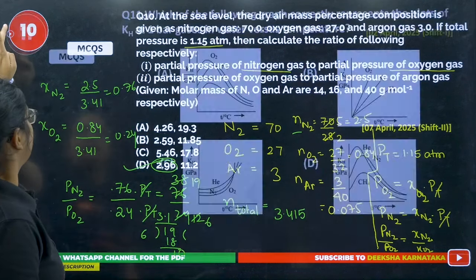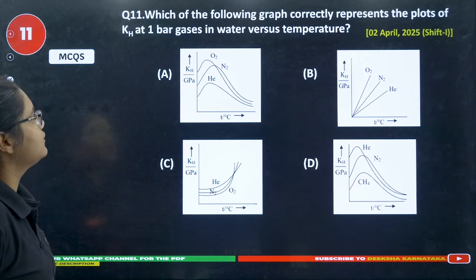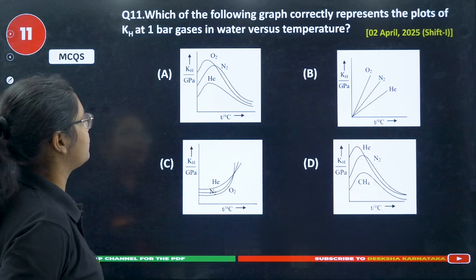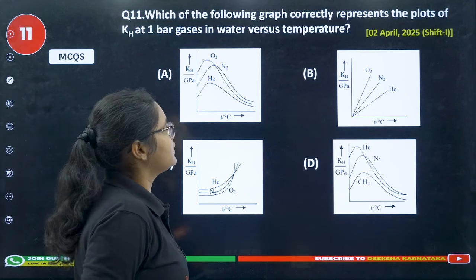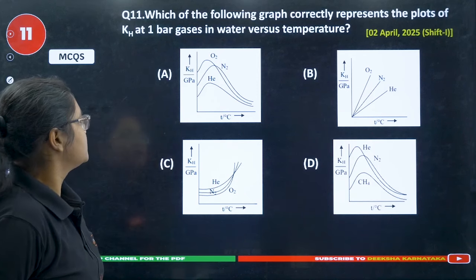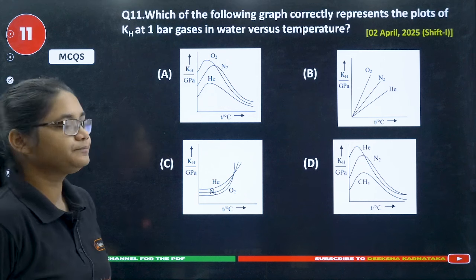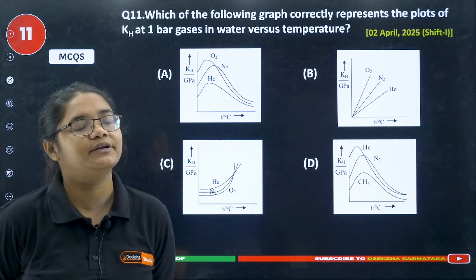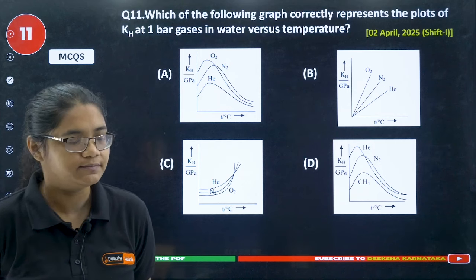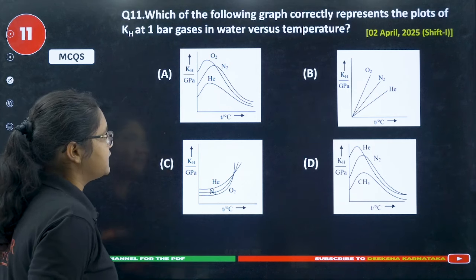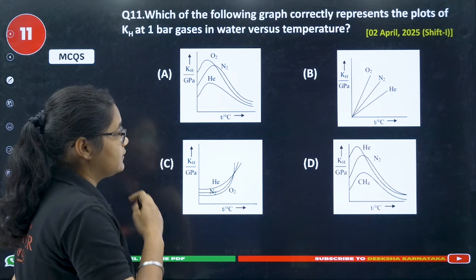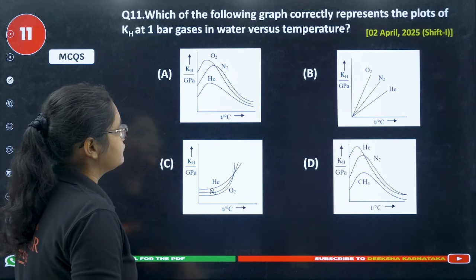Okay. Next, we'll go to the 11th question. Which of the following graphs correctly represents the plot of KH at 1 bar for gases in water versus temperature? Okay. So, first of all, KH and temperature are directly related. If temperature increases, KH will increase. So in that case, if KH is increasing, temperature also increases, then which option?